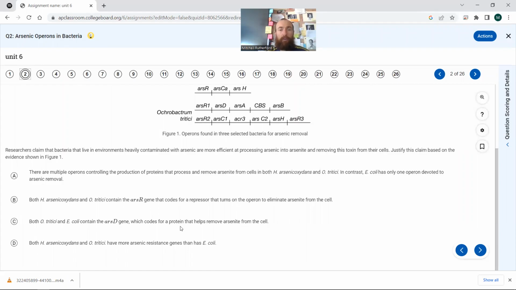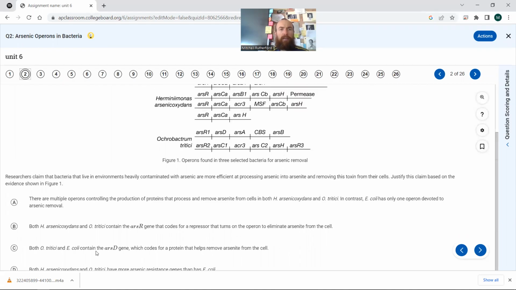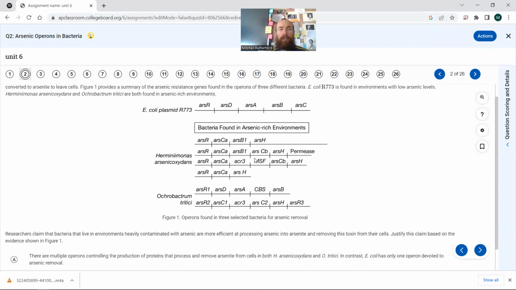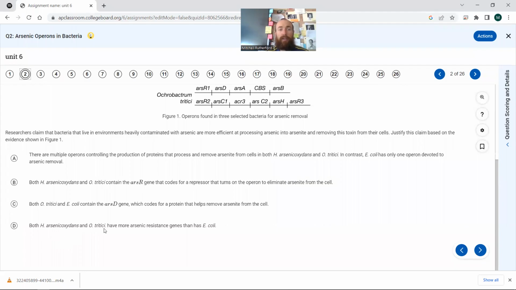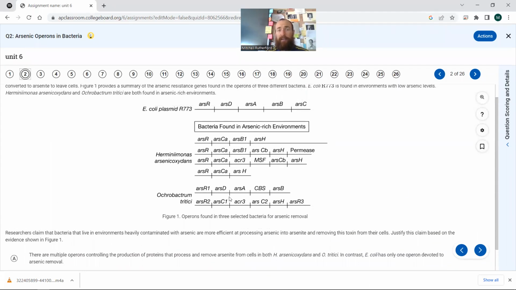It doesn't, there's no proof of that. Okay, and then the fact that E. coli does it more efficiently doesn't mean that it doesn't do it. So it's saying here they have more arsenic resistance. Actually, this is a more complicated way to get arsenic resistance, so it doesn't mean that they have more.